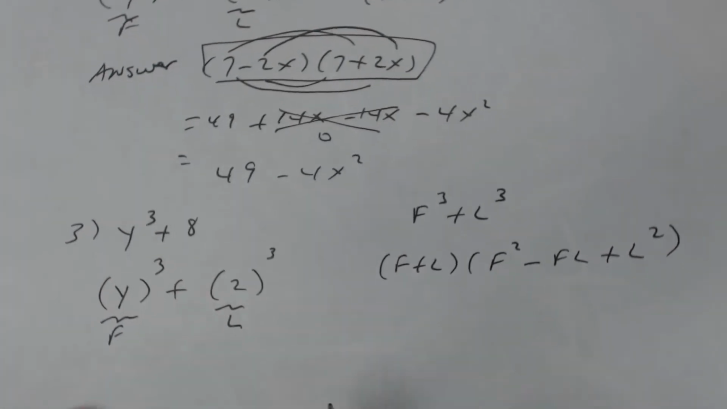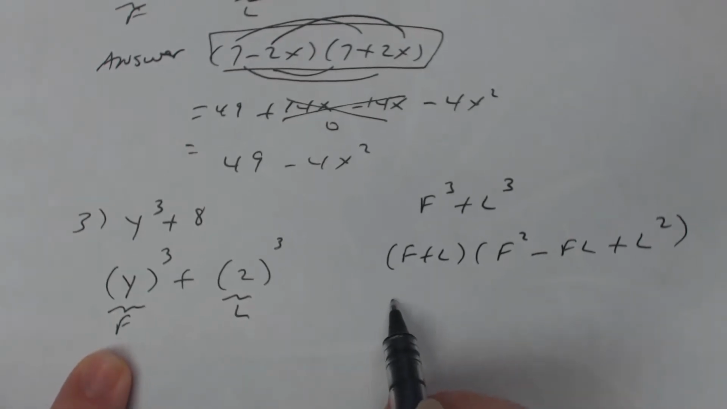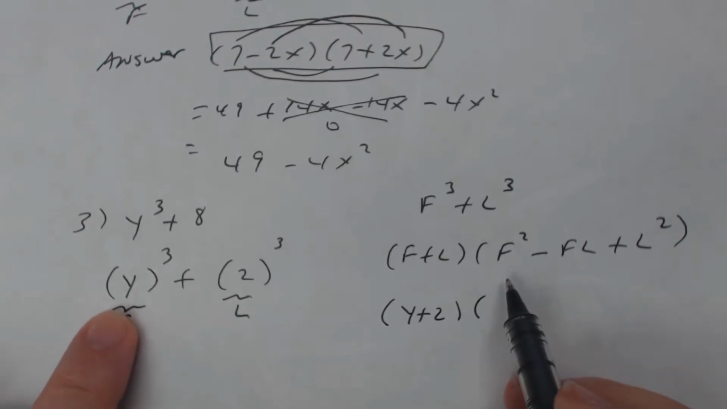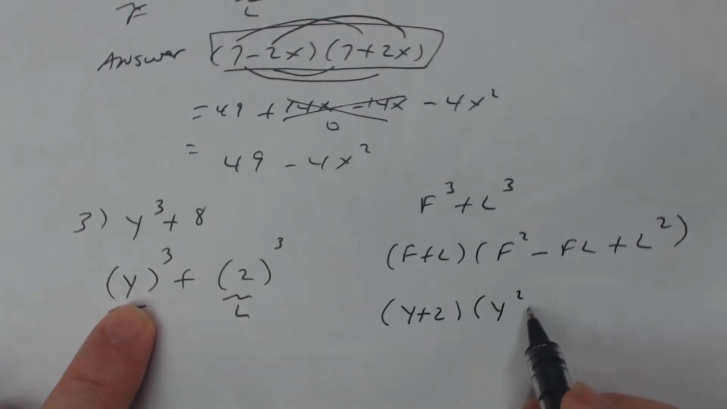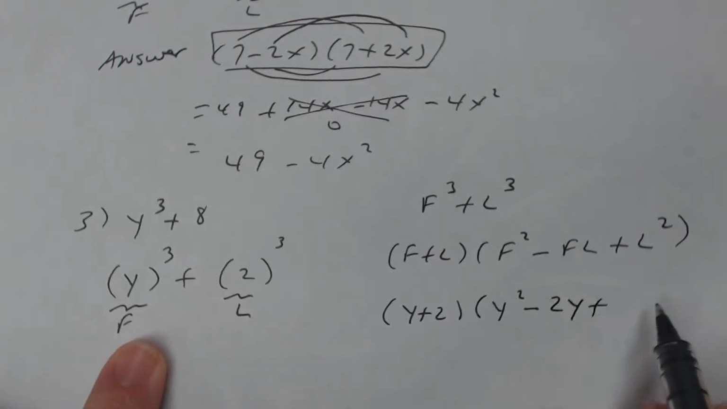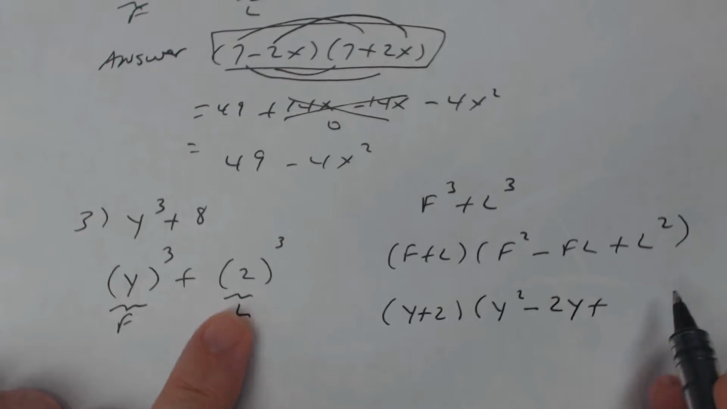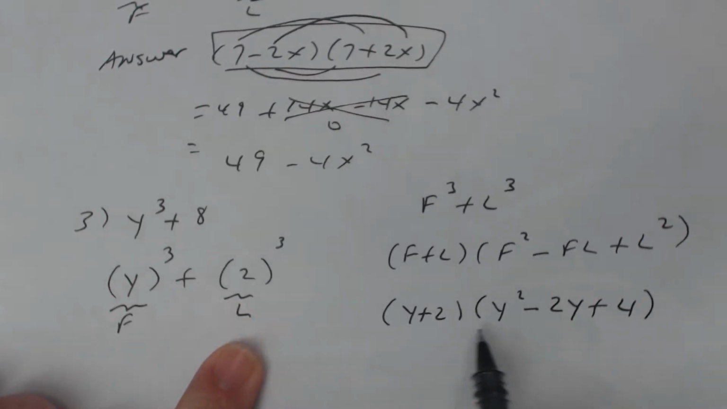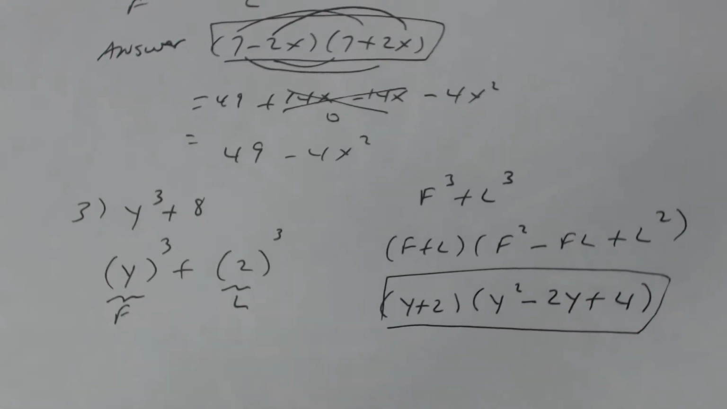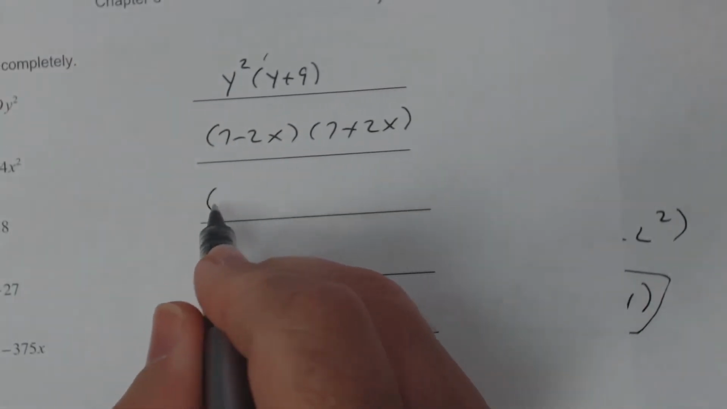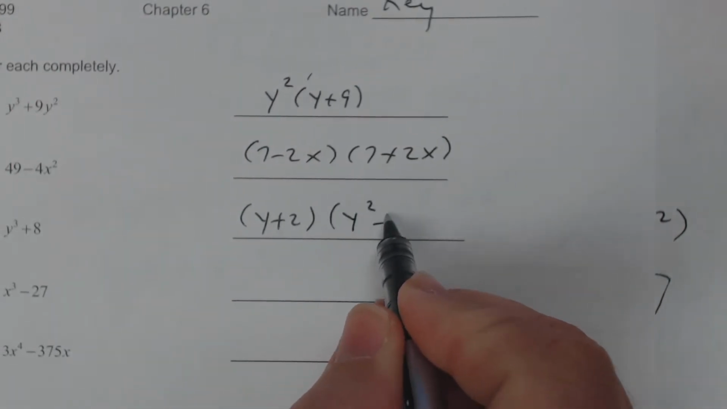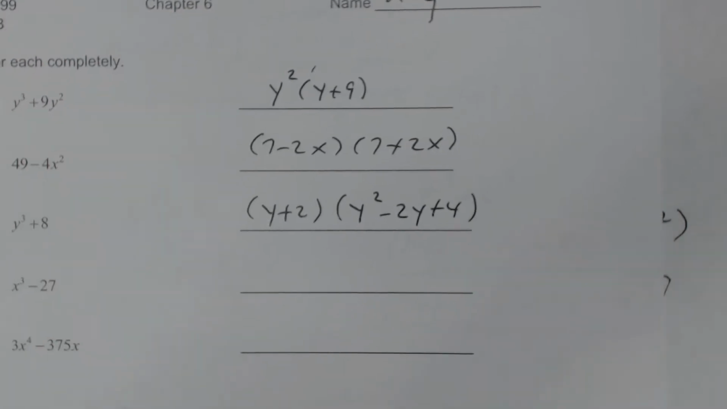Plugging back into the formula, I'm going to get y plus 2 times, remember f squared means f times f, so y times y is y squared, minus f times l, so that's 2y, plus, and then l squared means 2 times 2, which is 4. So that is your answer to number 3: y plus 2 times y squared minus 2y plus 4.